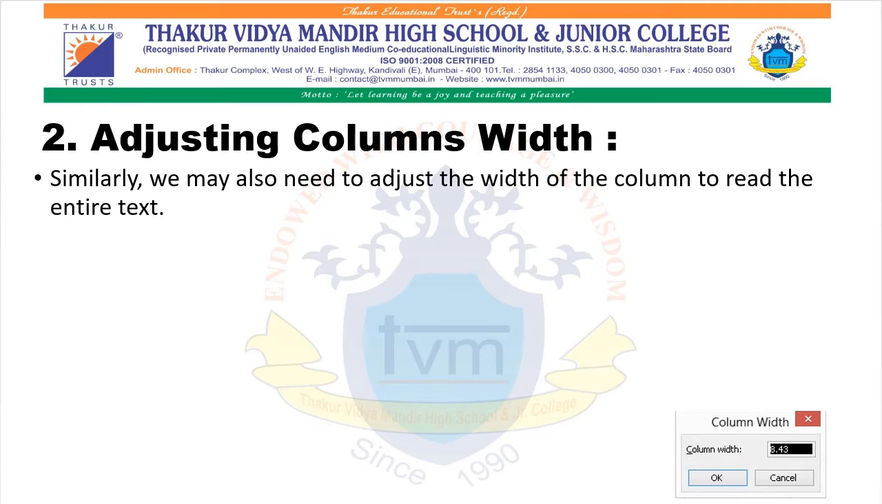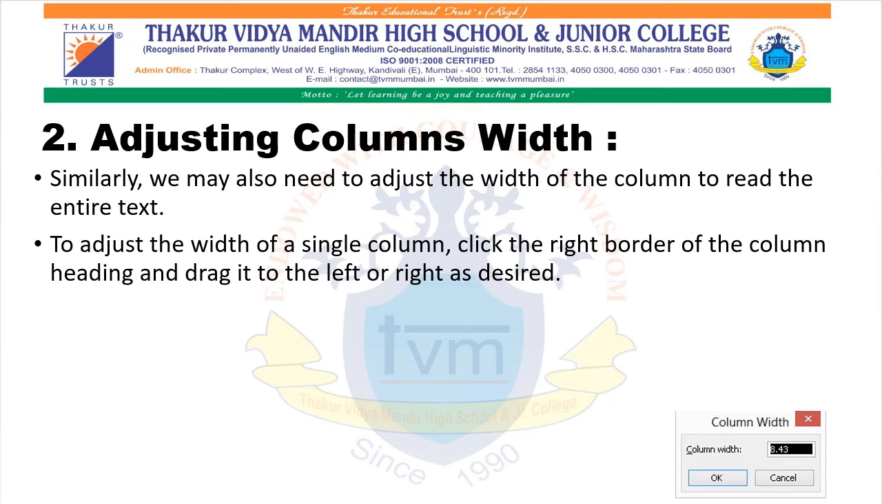Certain times we do not want to wrap text, and we do not want our content to be written in a next line in the same cell. We want the entire content to be visible in one single line. That time we need to adjust the width of the column so that the entire content of the text is readable.